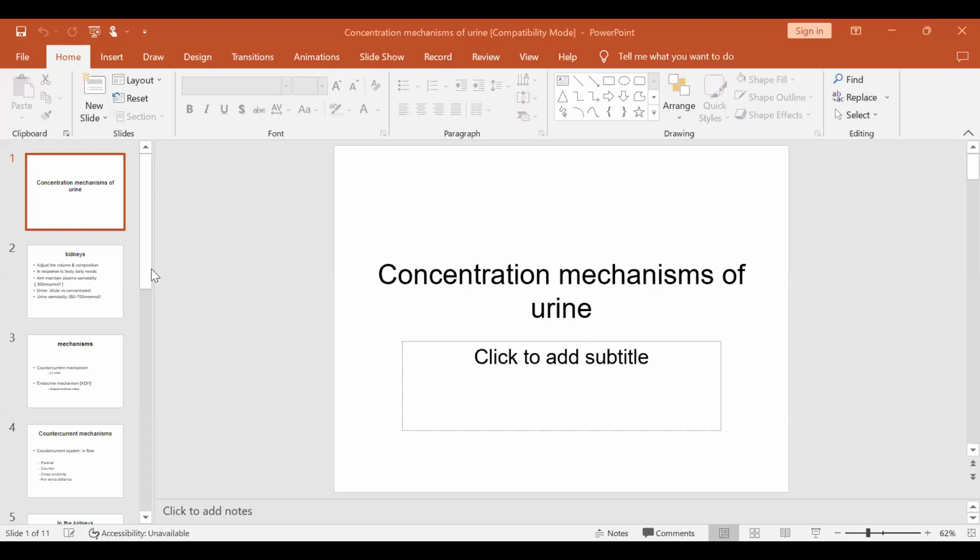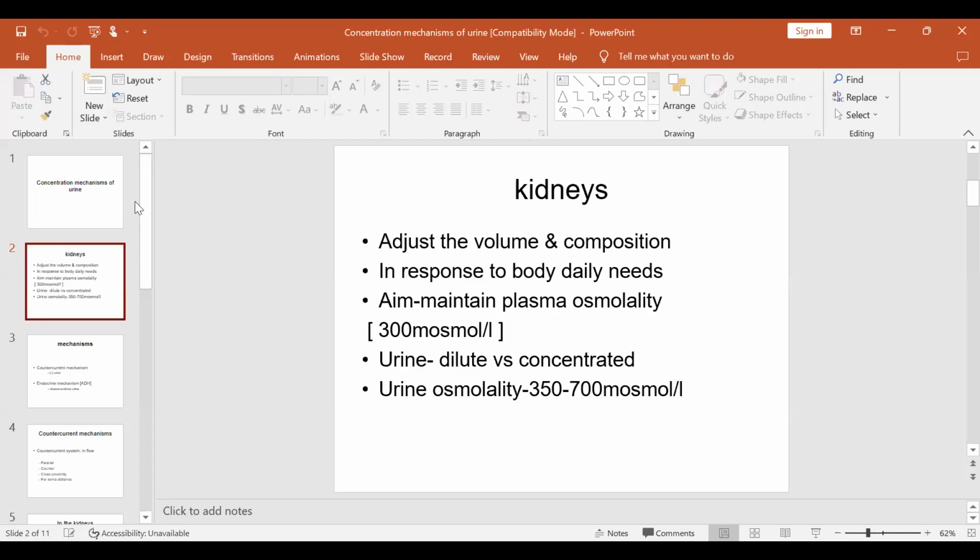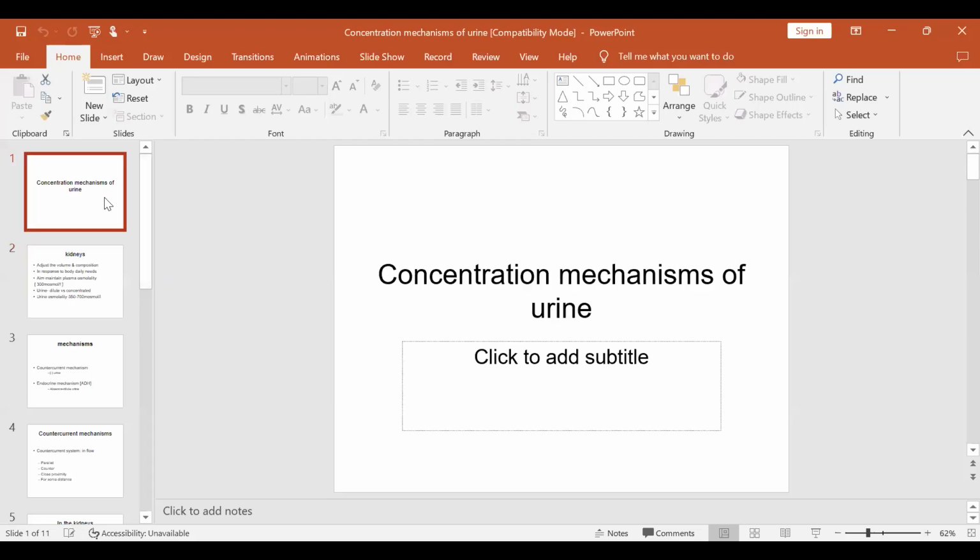So let me see whether my slides are able to move. Yeah, they are moving. So, concentration mechanisms, I think we must move very fast.